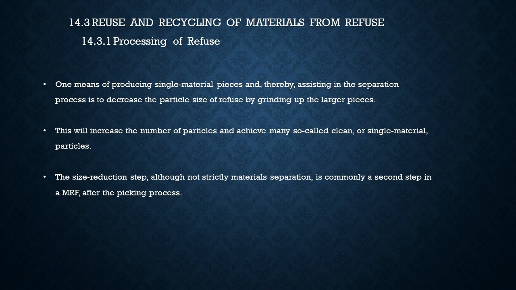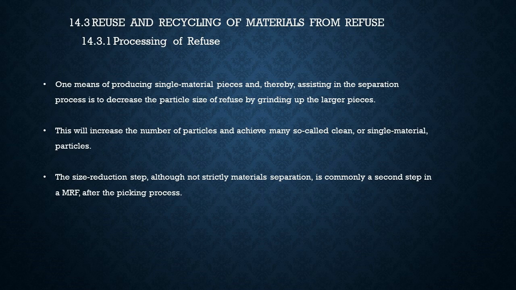One means of producing single material pieces, and thereby assisting in the separation process, is to decrease the particle size of refuse by grinding up the larger pieces. This will increase the number of particles and achieve many so-called clean or single material particles.